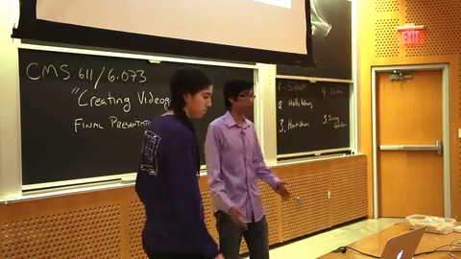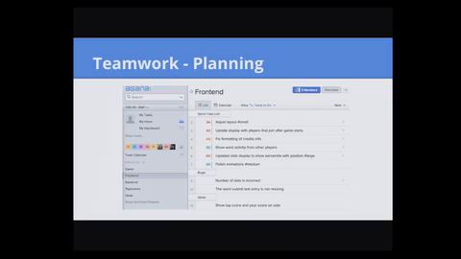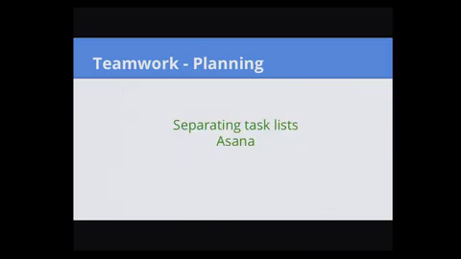As far as technology for our organization, we used Asana to organize our tasks. Asana worked really well for us. In particular, it let us split the task lists for the front end and back end. This was useful because generally the front end didn't need to touch the back end tasks and vice versa.